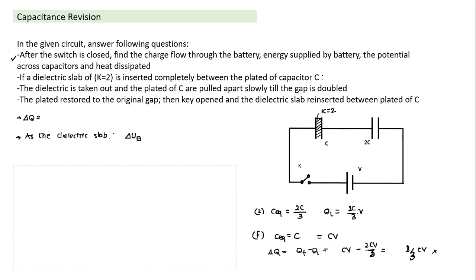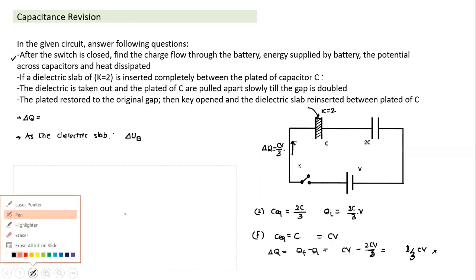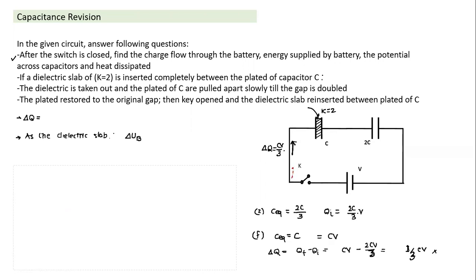Now, after insertion of the slab, if the dielectric is taken out, again we restore to the initial state. And when the dielectric is taken out, what will be the charge flow? In that case, charge flow will be in the reverse direction. When the dielectric is inserted, additional charge comes from the battery, and this dq was equal to CV by 3. As I again remove the dielectric slab, the reverse will happen. In that case, charge will flow into the battery. So when we take the dielectric slab out, actually energy is being stored in the battery.